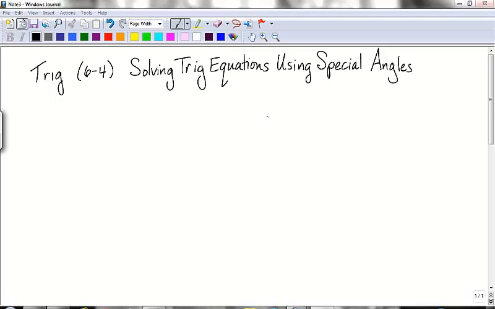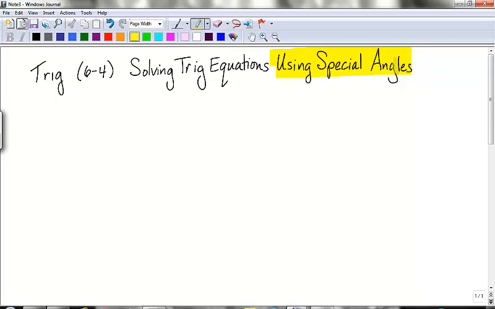Okay, this is on solving trig equations. We've done all this work with trig, proving identities, working with law of sines and law of cosines, but we have not actually solved trig equations. And there's a clue here in the title, and it says using special angles. That usually means 30, 60, 90, 45, 45, 90, and your quadrantals. So that's why you need your chart.